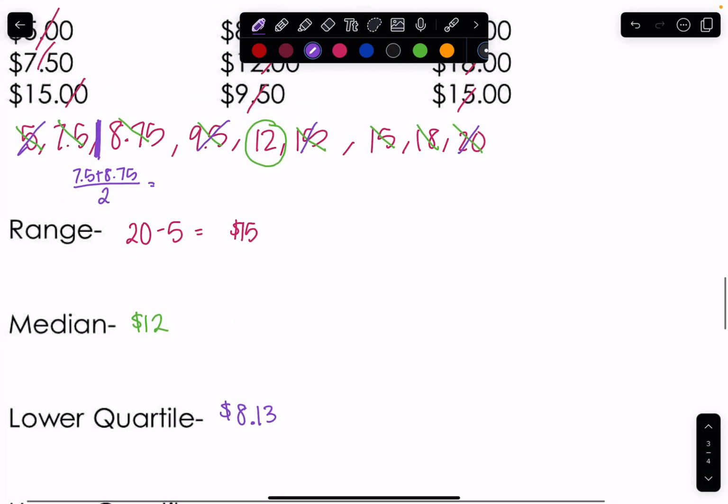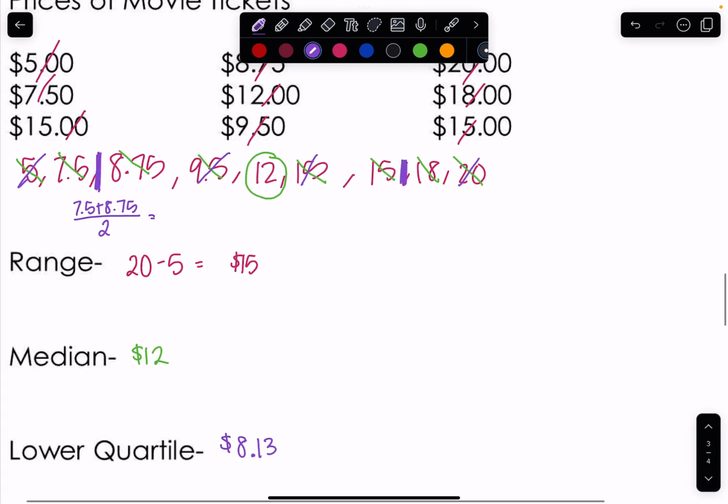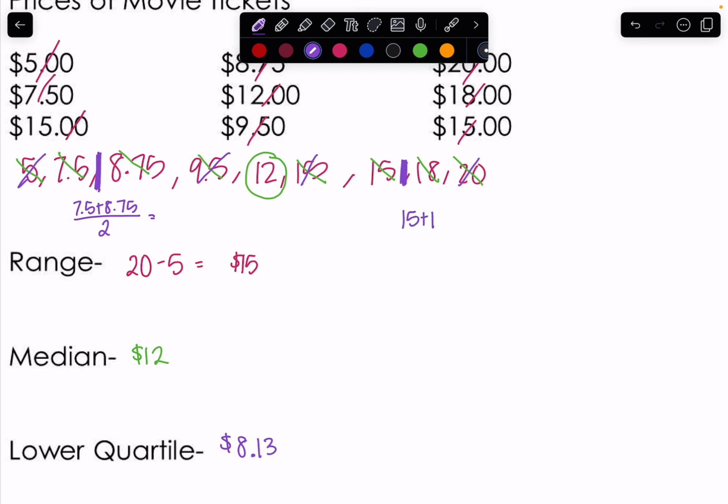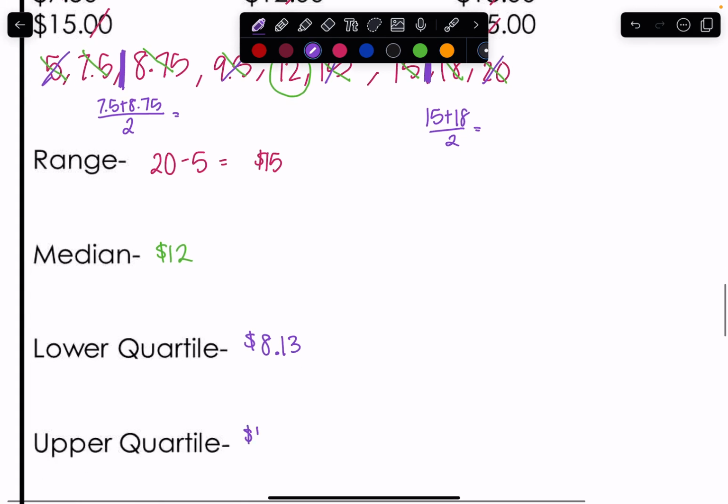I have to look in between 15 and 18 now. That's the middle. So you may not know that. That's okay. So 15 plus 18, we can add those two together, divide by 2. That gives me 16.5 as my middle. Directly in between 15 and 18 is 16.5.